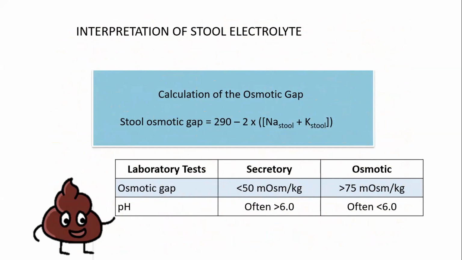So this is the formula for osmotic gap. You take 2 times sodium plus potassium, and you take the normal serum osmolarity, which is 290, minus 2 times sodium plus potassium. As I mentioned earlier, in osmotic diarrhea there will be a high osmotic gap, more than 75 milliosmoles per kg, and secretory diarrhea will be less than 50. And pH will be less than 6 in osmotic diarrhea.